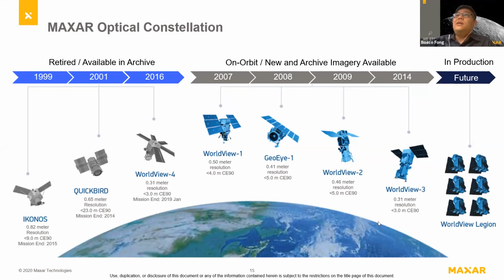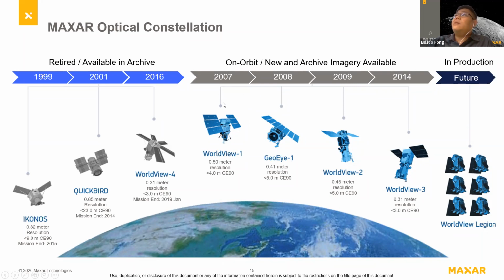So from here, you're able to see our constellation from 1999 until now, we have a total of 7 satellites. Let's take a look at the first 3 satellites: Ikonos, Kuiper, and also WorldView 4. These 3 satellites are already decommissioned, retired, so no longer collecting new images. But all the available historical data we are still able to deliver. Because some customers or researchers would like to have older data for analysis purposes, especially change detection.